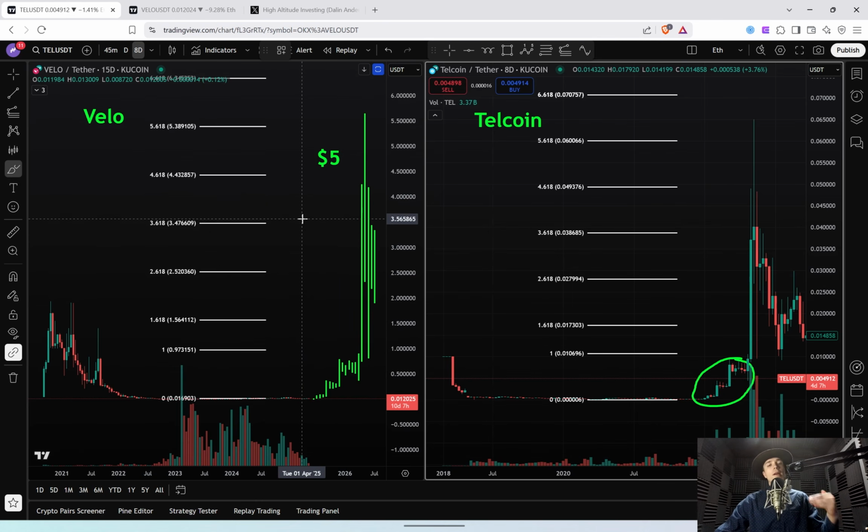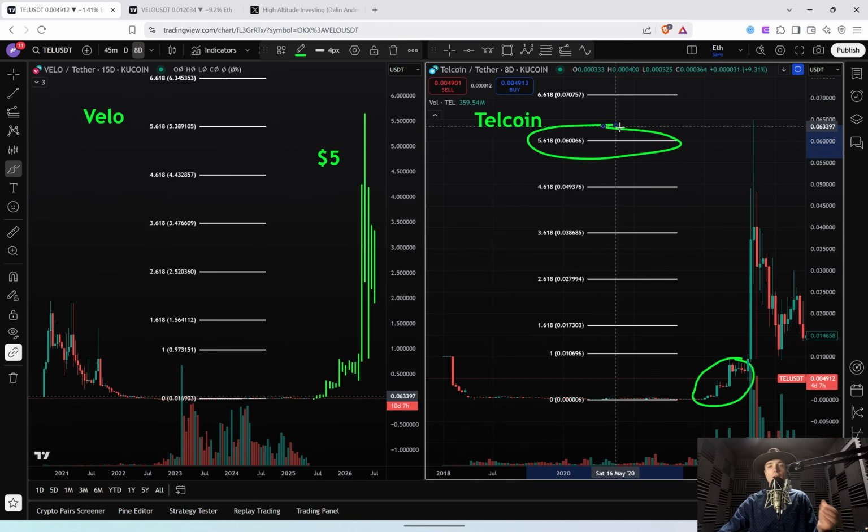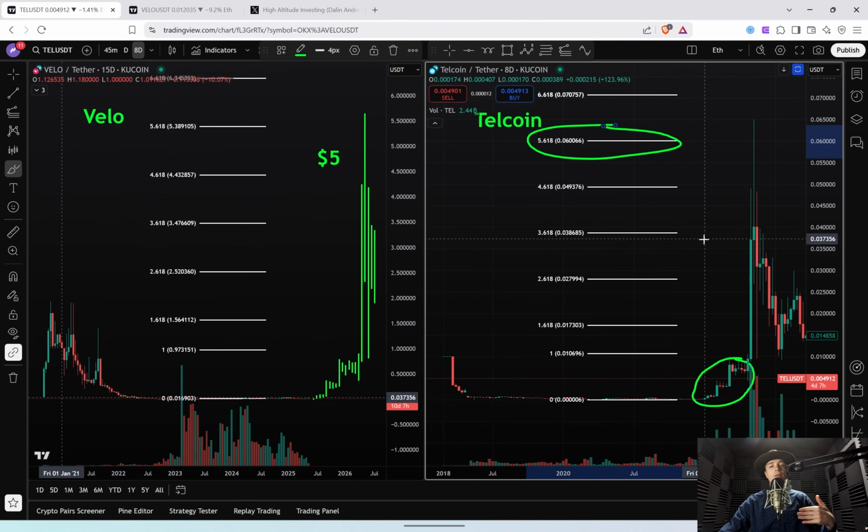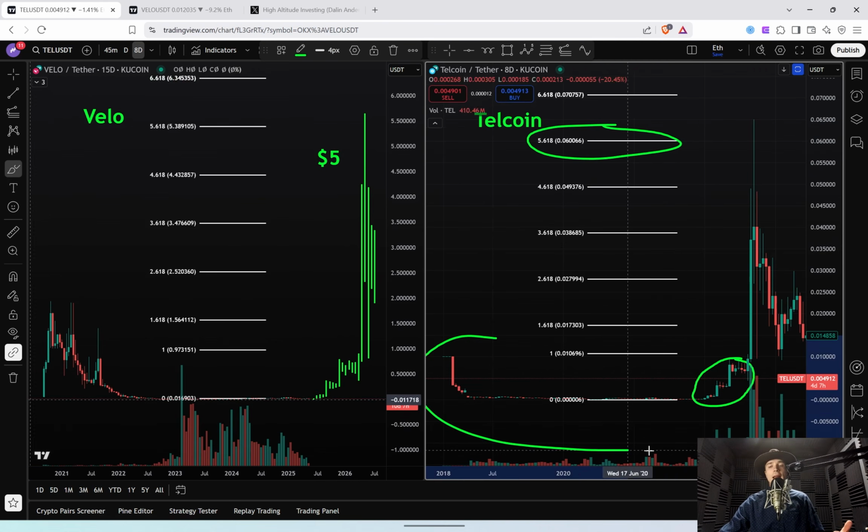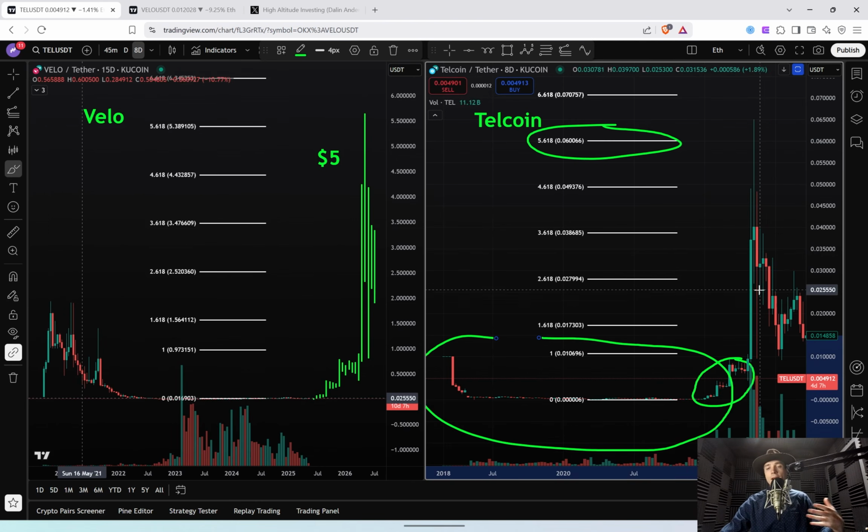My minimum target is $3.50, and my higher end target, if we really see a moonshot for this coin, is closer to $5 per coin. And that would basically be the 561.8 Fibonacci extension, just like what we see over here on Telcoin, when Telcoin went completely to the moon after it did its multi-year accumulation cycle.